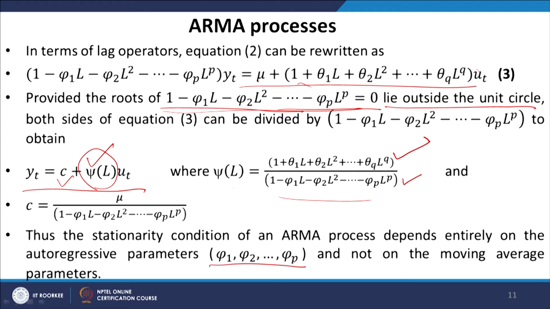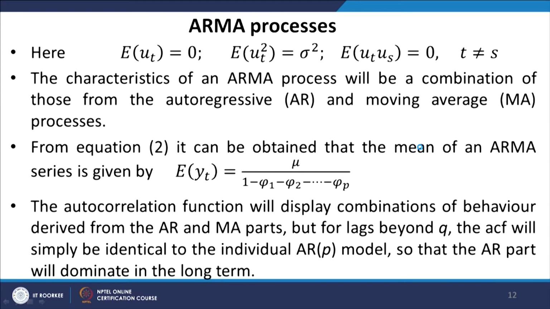The roots of the polynomial lag operator associated with the AR component need to lie outside the unit circle, and we are actually not concerned about what is happening with the roots of the polynomial lag operator of the MA component, right. Okay. So, here again the expected value of ut equals 0, the expected value of ut square is equal to sigma square, a constant term, and the expected value of ut us equals 0 for all t not equal to s.